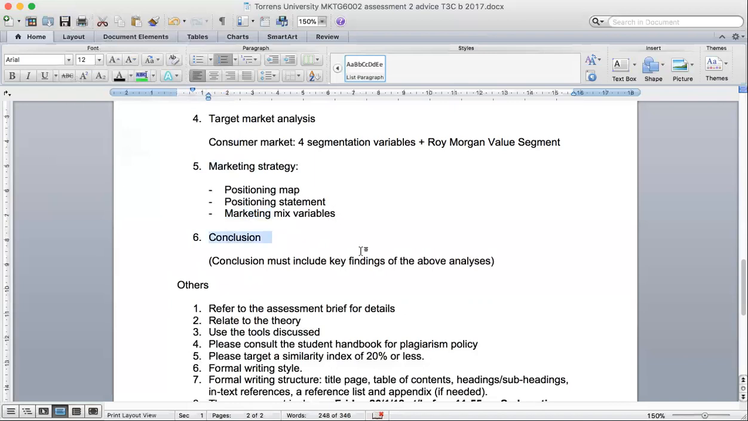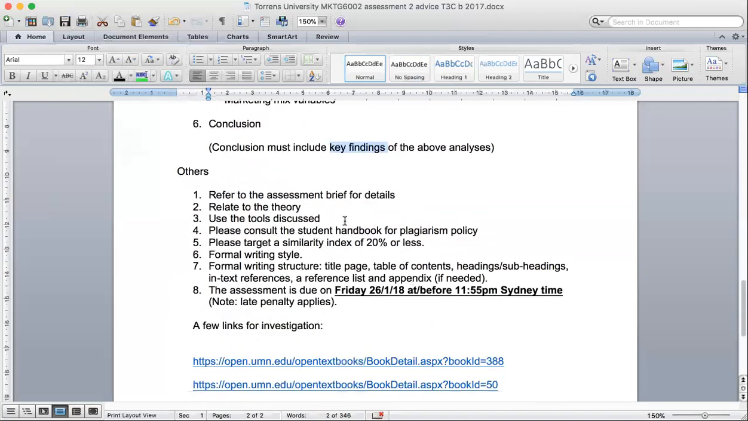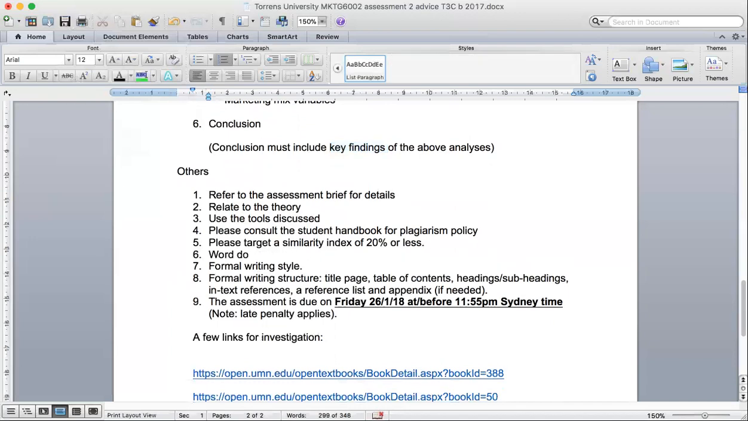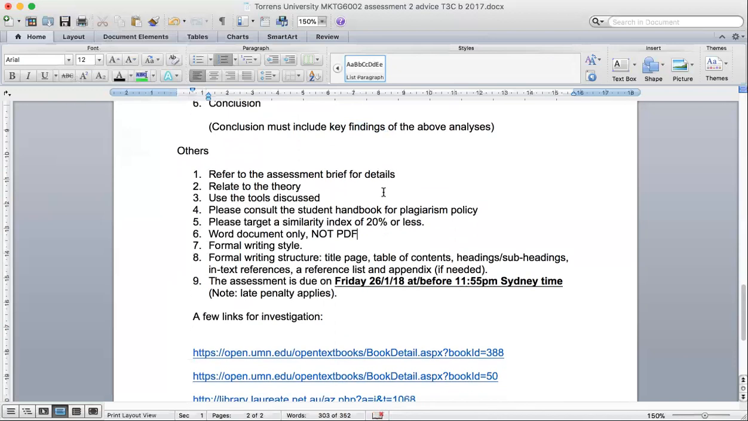Okay? And conclusion, okay? Again, the same thing. Conclusion must include key findings, right? Okay, again, the same brief, Word document only, okay, not PDF, and refer to the assessment brief for details, relate to the theory. Okay, so briefly explain the theory. If you explain the definition, for instance, that is a good starting point actually. And use the tools that we discussed, okay, to demonstrate that you understand the theory.